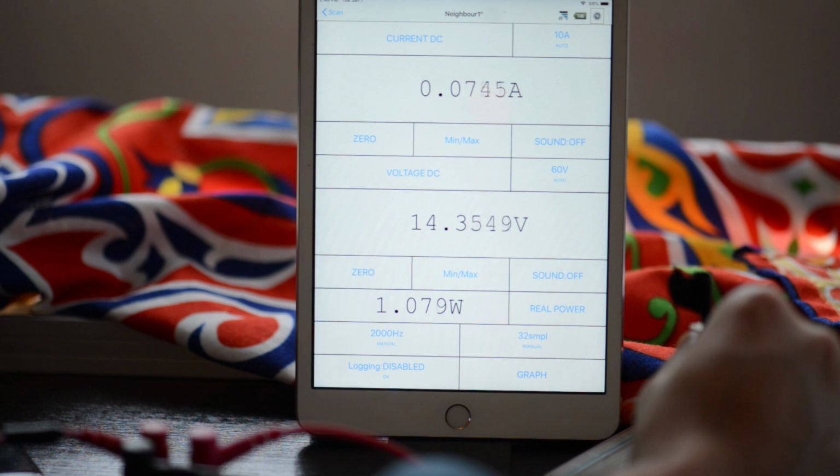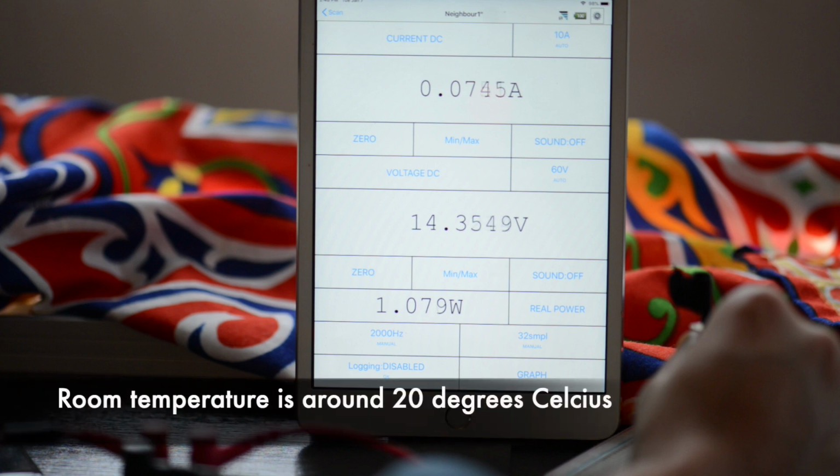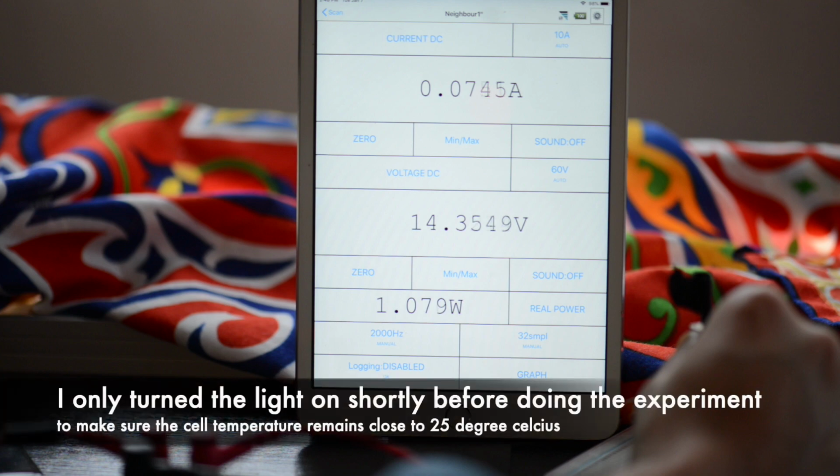So if efficiency at this low light intensity was the same as it is in standard conditions, we would have found a maximum power output of 1.3 watts, but we only found 1.1. Therefore, we can suggest that the module is 15% less efficient at capturing light at this low sunlight intensity.